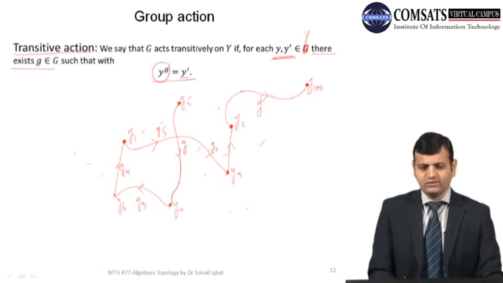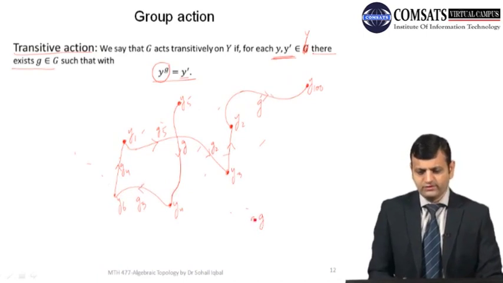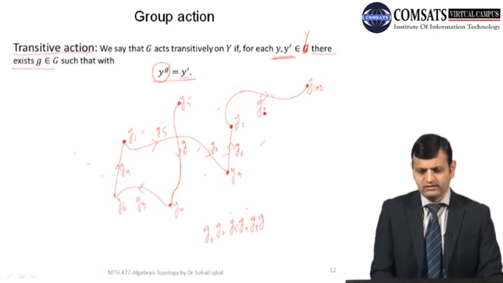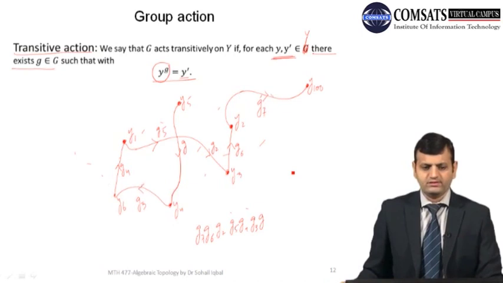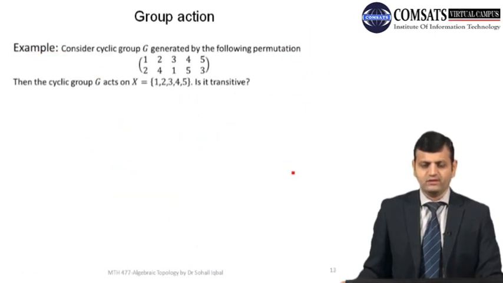So what is that element of the group which will take y5 to y100? Of course, that element is going to be g, g3, g4. First apply g, then apply g3, then g4, then g5, then g2, then let's call it g6, and then g7. So this y5 is connected to y100. If this happens, then we say that the group action is transitive. Each and every element of the set Y is connected to each and every other element.